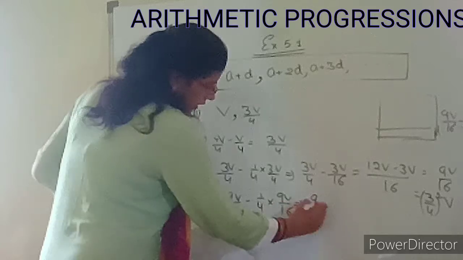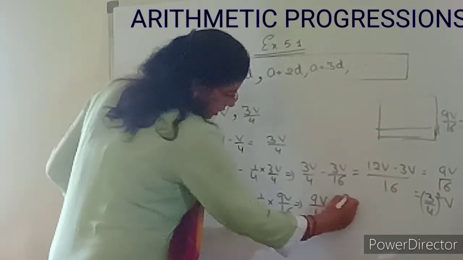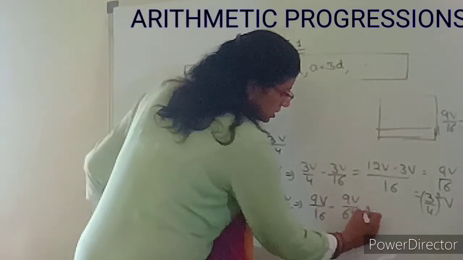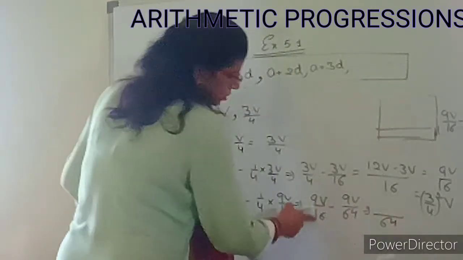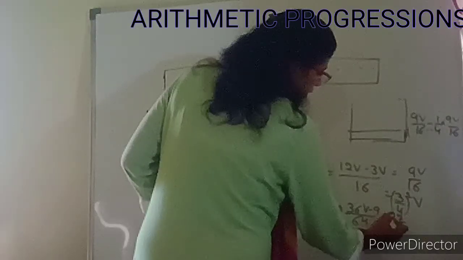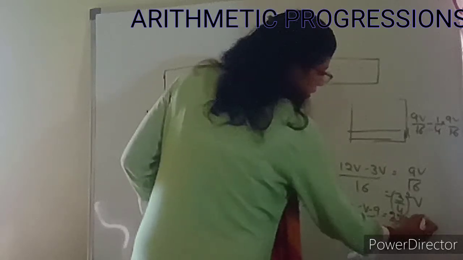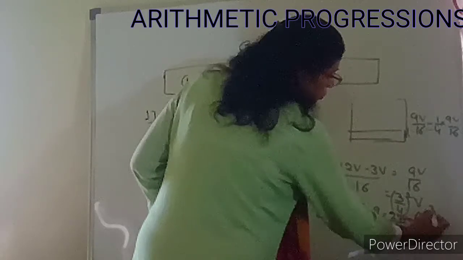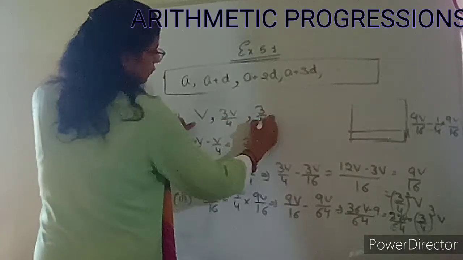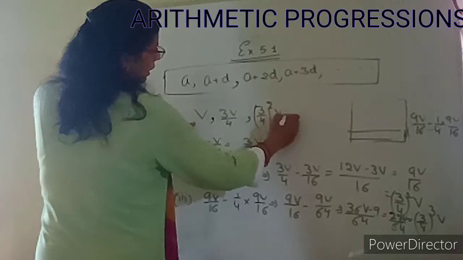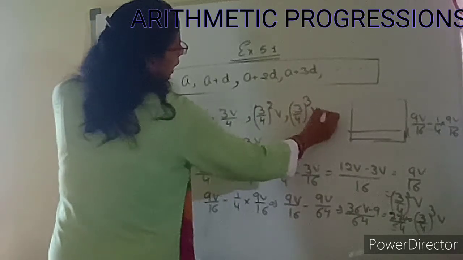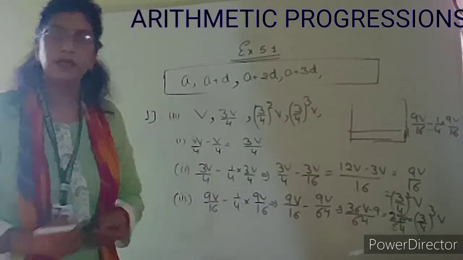So you will get 9V/16 minus 9V/16 into 1/4, that is 64. So you will get LCM as 64. 4 times 9 is 36V, minus 9, that is 27. So how much did we get? 3/4 whole cube into V. So what is the next term we are getting? In the next term we got 3/4 whole square into V, and the next one 3/4 whole cube into V. Okay, and so on. In the same way we will get the next volume.